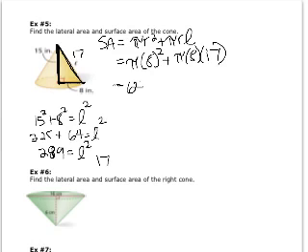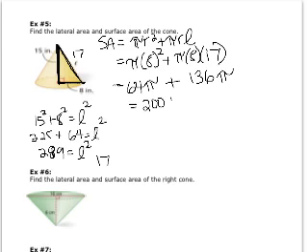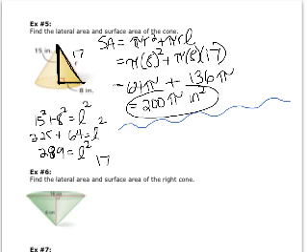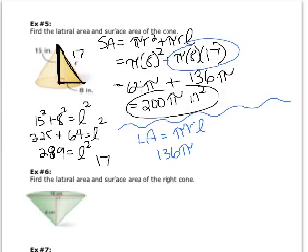So I've got 64 pi. 8 times 17 is 136 pi. And so when I add those two together, my surface area is 200 pi inches squared. Lateral area, again, I only want the pi r l. So from above, I'm doing 17 times 8. I get 136 pi inches squared.